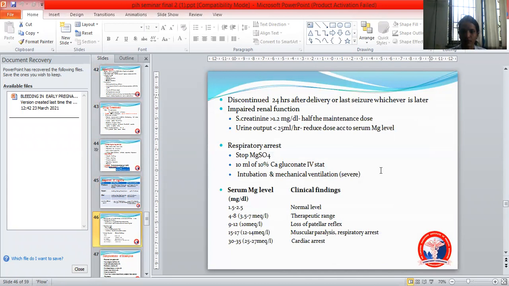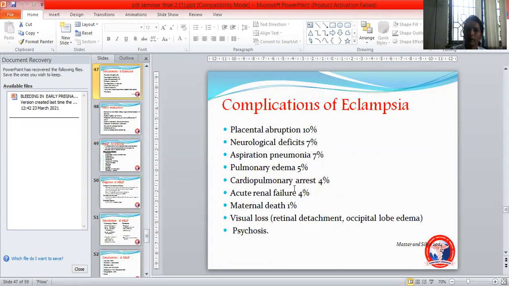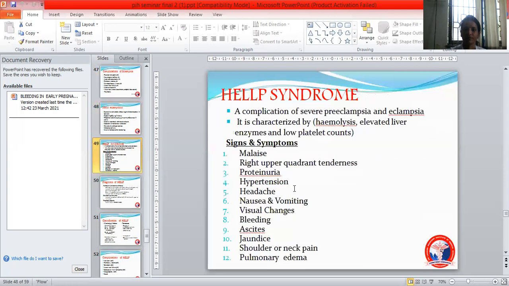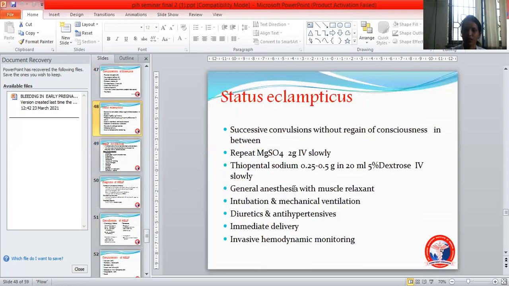The most severe side effect the patient can have is respiratory arrest. So when they develop respiratory arrest, we have to stop magnesium sulfate immediately and give the antidote, that is calcium gluconate, which is given as 10% solution, 10 ml over 10 minutes. A patient who has eclampsia can also develop placental abruption and neurological deficit, aspiration pneumonia, pulmonary edema, and cardiopulmonary arrest. Maternal death can happen in around 1%. So when there are successive convulsions without regaining consciousness in between, it is called status epilepticus.